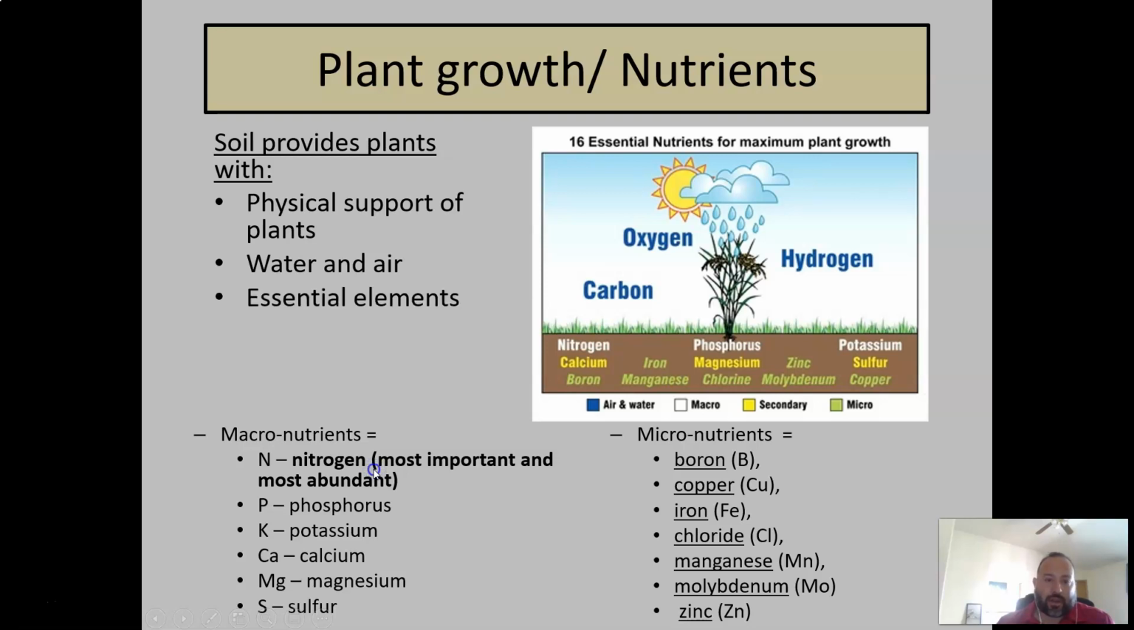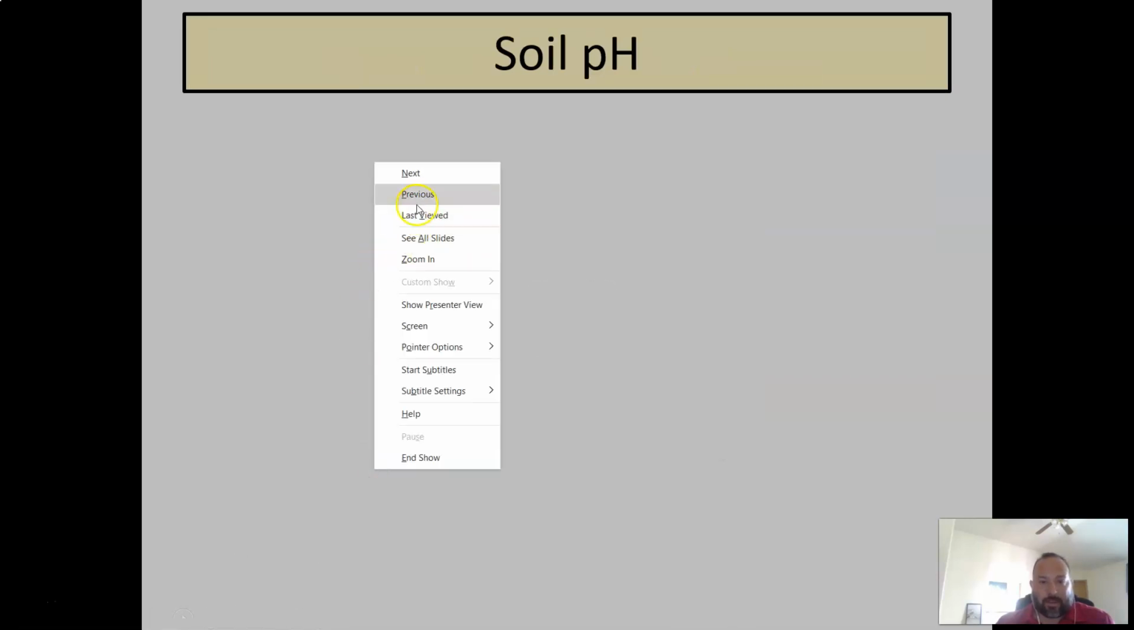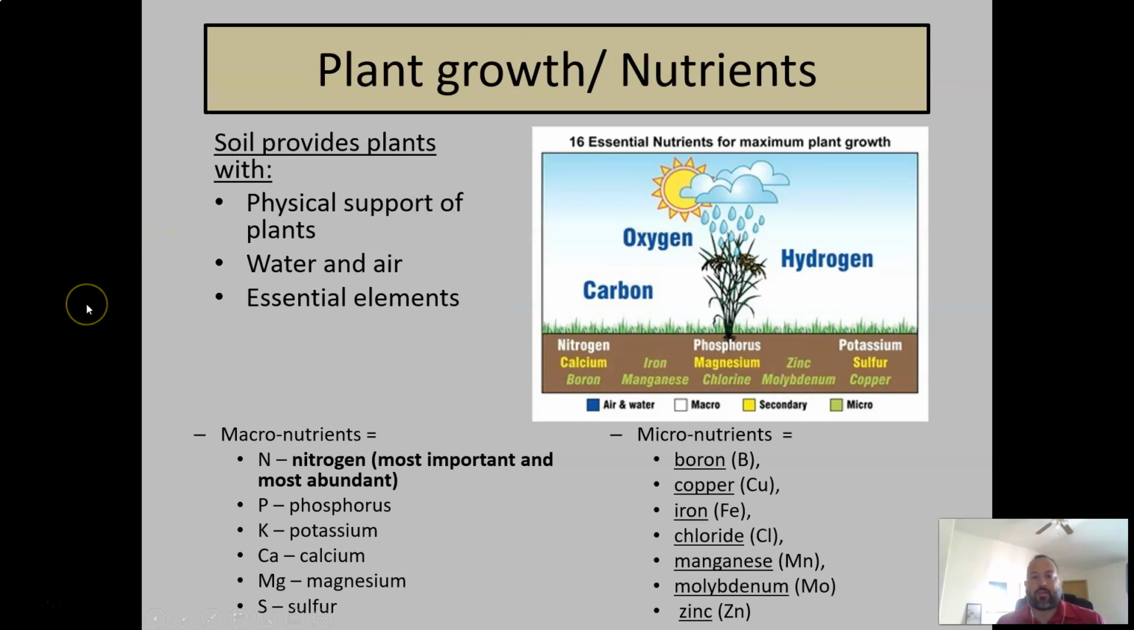So when we're talking about plant growth, we really want to talk about the idea of nutrients. So what does the soil actually provide the plants with?